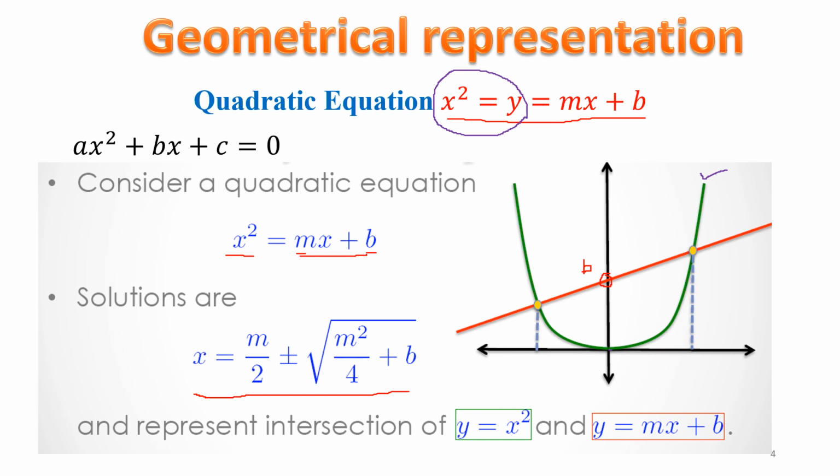Now, y equal to mx plus b and y equal to x square have intersection at two points. One point we are going to call x1 and another point we are going to call x2, and in fact these x1 and x2 are the roots of the equation. So mathematically they are represented here. One is with plus sign, another is with minus sign.